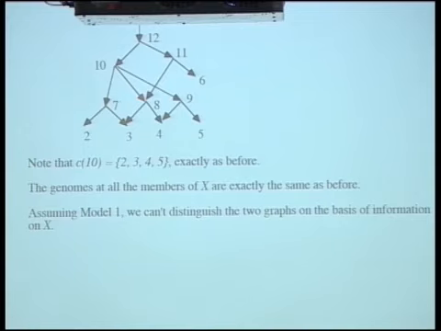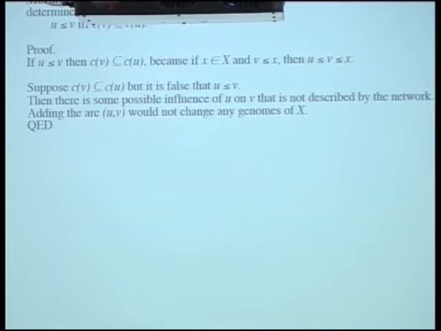C of 10 is 2, 3, 4, and 5 exactly as before. All the genomes are the same. I claim, using this model 1, we couldn't distinguish between the two graphs, this one and the previous graph, on the basis of information on X. And in fact, this might be a little bit better because it indicates a possibility which exists of the genome of 10 influencing the genome of 8.